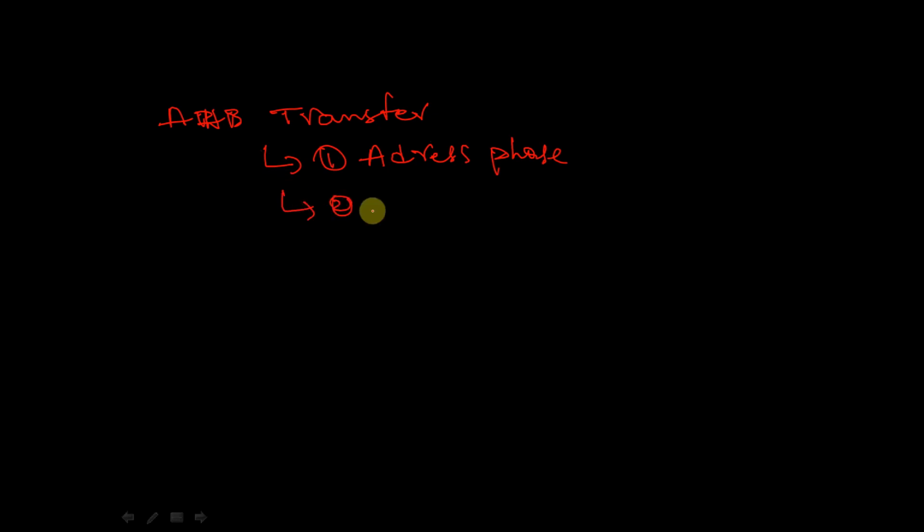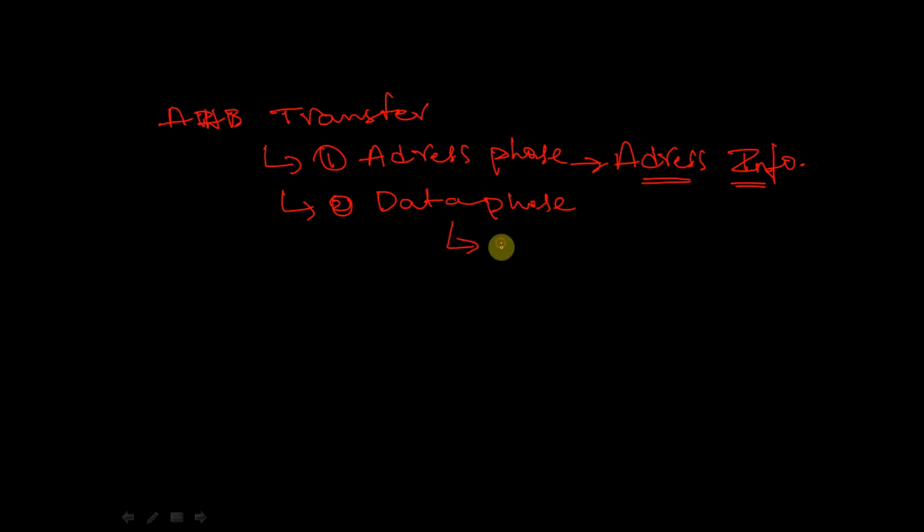In case of an AHB transfer, we have two phases. First one is the address phase, and the second one is the data phase. In the address phase, the address information is passed, whereas in the data phase, the data is passed.